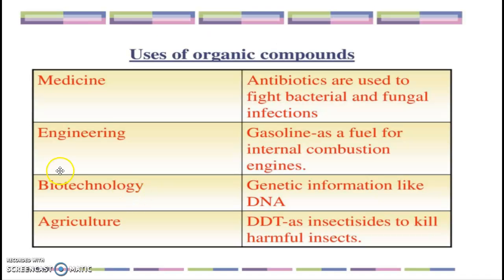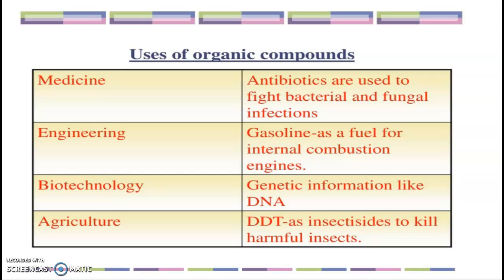Next we will move to some of the uses of organic compounds in some fields, like the medicine field. Antibiotics are used to fight bacterial and fungal infections. In engineering, gasoline is a type of fuel which is used in internal combustion engines. Next one is biochemistry, genetic information like DNA studies. Agriculture, DDT. This acts as an insecticide to kill the harmful pests. DDT is nothing but dichloro-diphenyl trichloroethane.